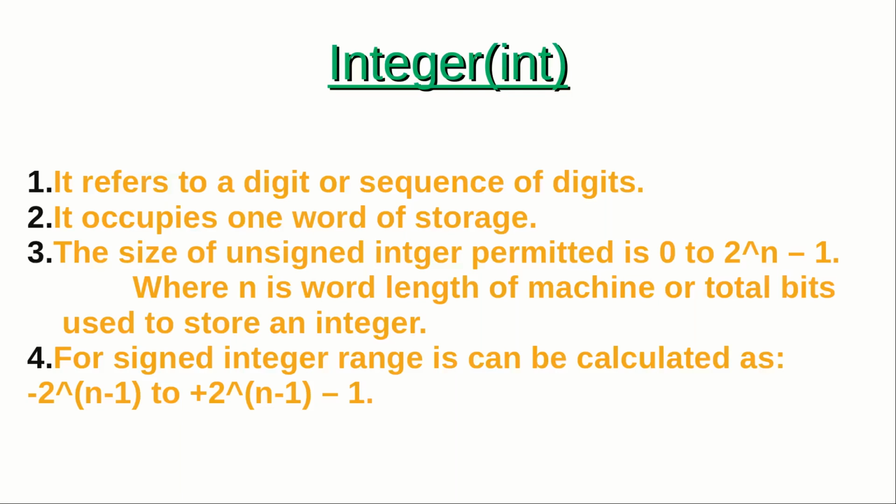If you are using 32-bit word length, it occupies 32 bits of internal memory, and the range of integer it allows can be calculated by 0 to 2^n minus 1, where n is the word length or total bits used to store an integer. And for signed integer, the range of integer permitted can be calculated as minus 2^(n-1) to plus 2^(n-1) minus 1. It's because one bit is used for sign and the rest of the bits for magnitude.